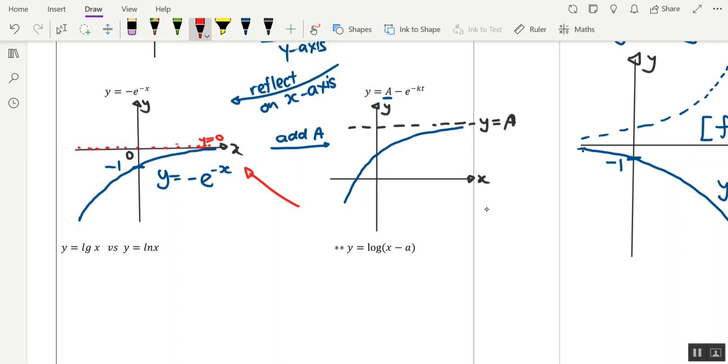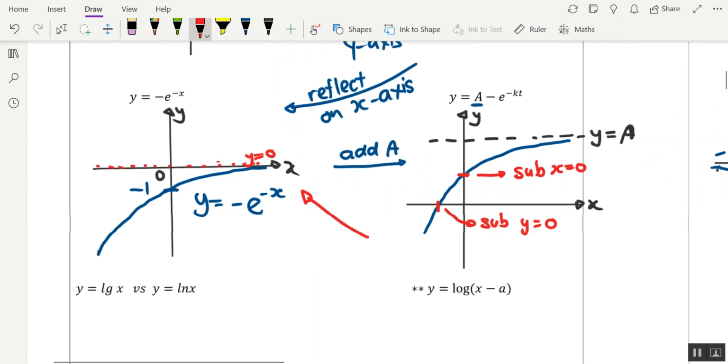Actually, very simply, when you draw a sketch, you have to find out what is your y-intercept. Means you sub x equals to 0, and your x-intercept, you need to sub y equals to 0 to find out what are these two values. Then you will be able to see that it tends towards a dotted line at y equals to a. We will look at an example in a while.